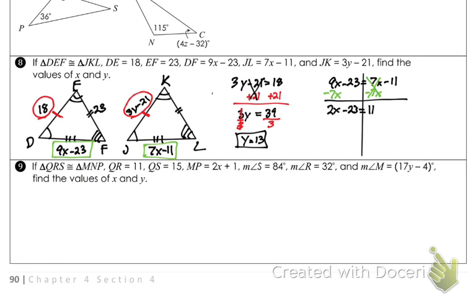Now I need to get rid of that 23, so I'm going to add 23 to both sides. The 23s are going to cancel out. I'm going to now have 2x equals 34. Divide both sides by 2, and you're going to have x equals 17. And we're just going to skip number 9 completely.